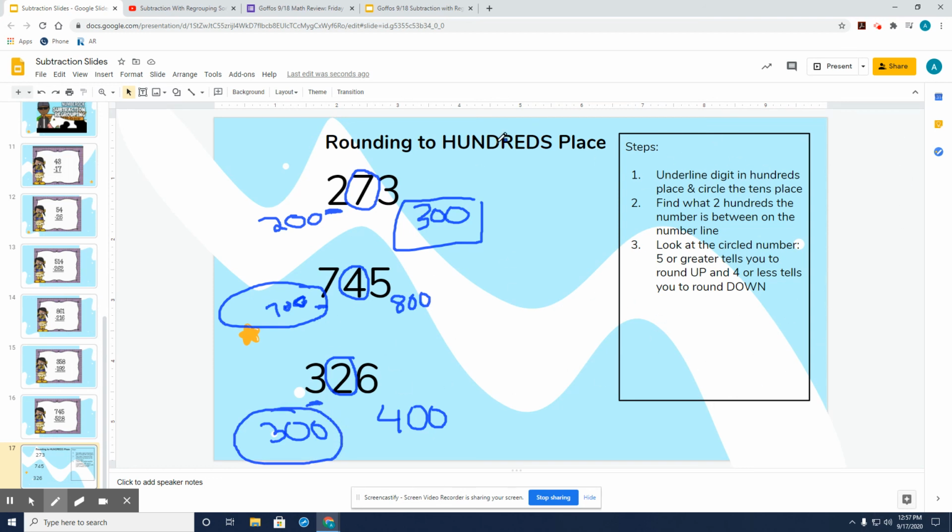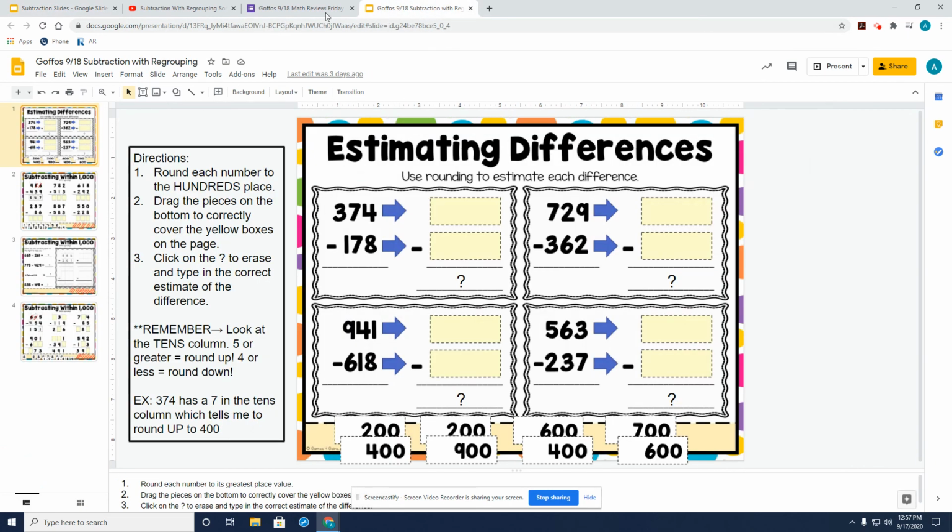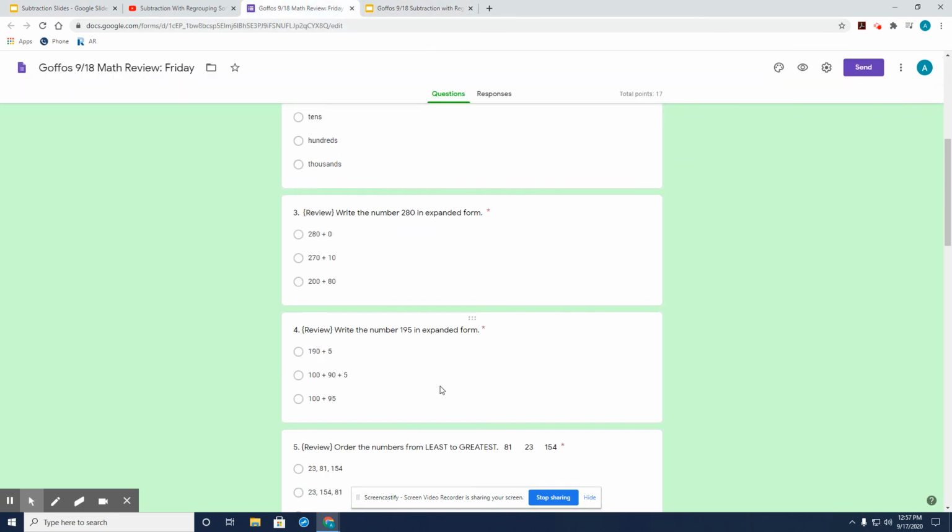Please, please, please, if you're struggling with rounding, let me know before you take your Friday quiz, because I really would like to help you. So that being said, here is your Friday quiz.